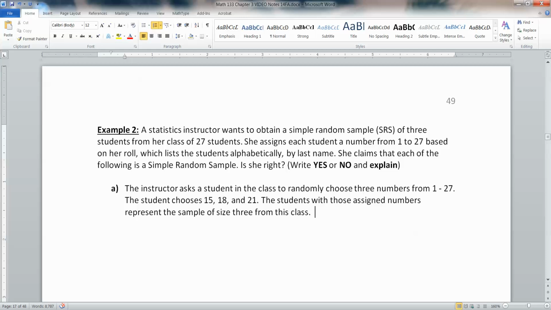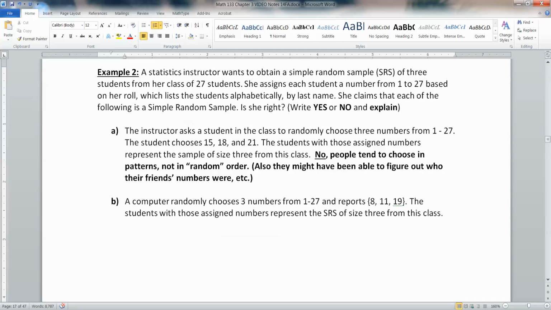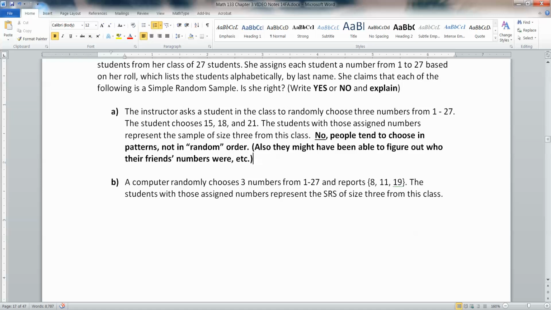The student chooses 15, 18, and 21. Then those students are the sample. And that is not random at all. People tend to pick, first of all, in patterns. Like these numbers are all divisible by 3, for example. But also, because they know their own name starts with a C, they won't pick an early number. Notice they didn't pick any low numbers. They only picked the high numbers, right? Because maybe their friends are on the low numbers or whatever. So that is not random.